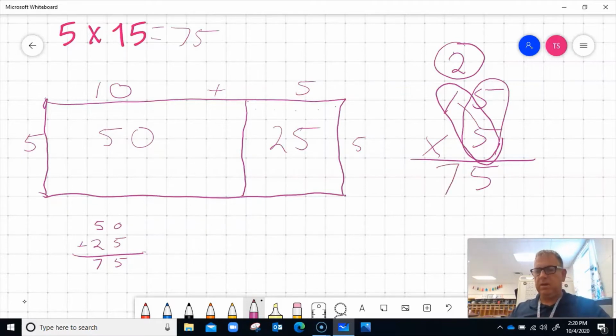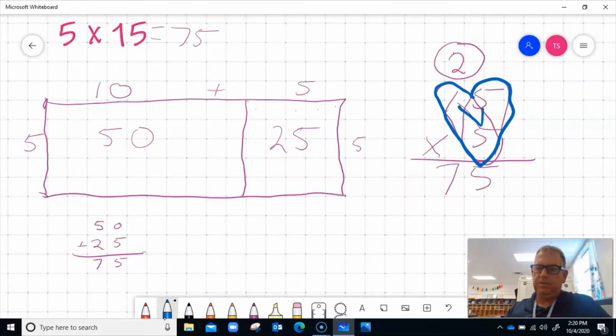So 15 times 5 is 75. And the reason they called it the heart method is that when you circle what you're multiplying, it looks a little bit like a heart right there. So they called it the heart method. They made that up. But basically, the strategy is you multiply the bottom number by the ones place and the bottom number by the tens place, and then if you need to regroup when you're multiplying the ones place, you regroup, and that's called the standard algorithm.